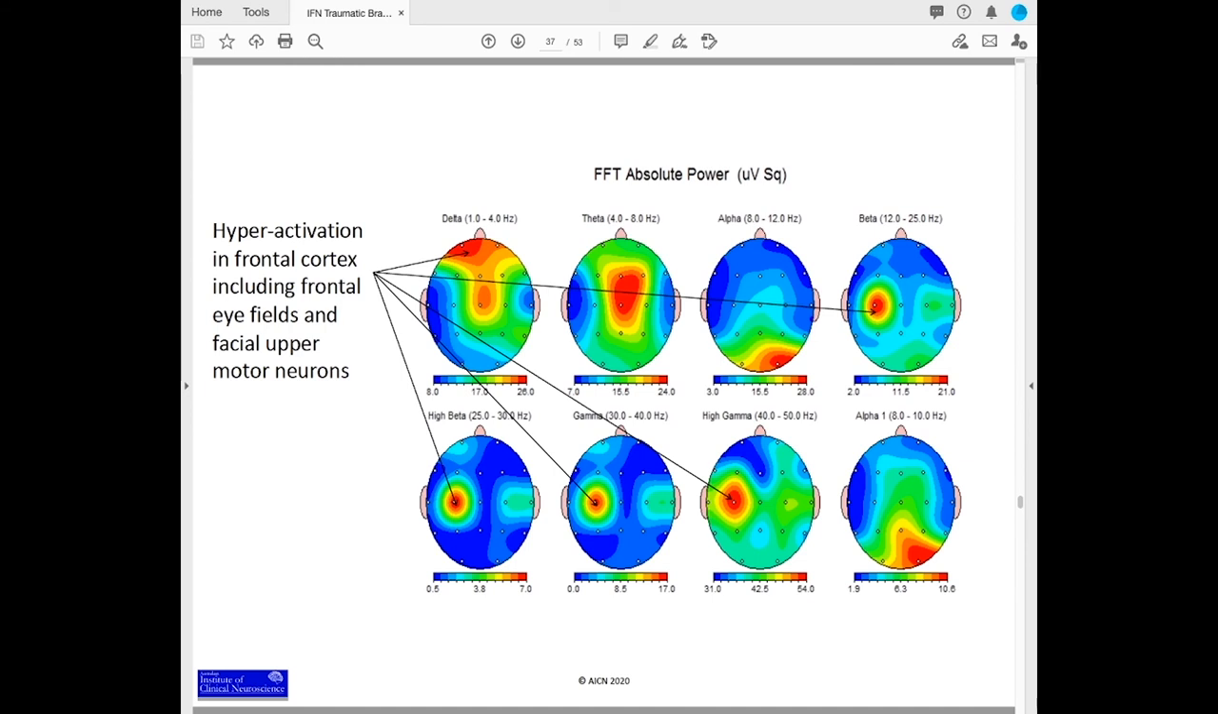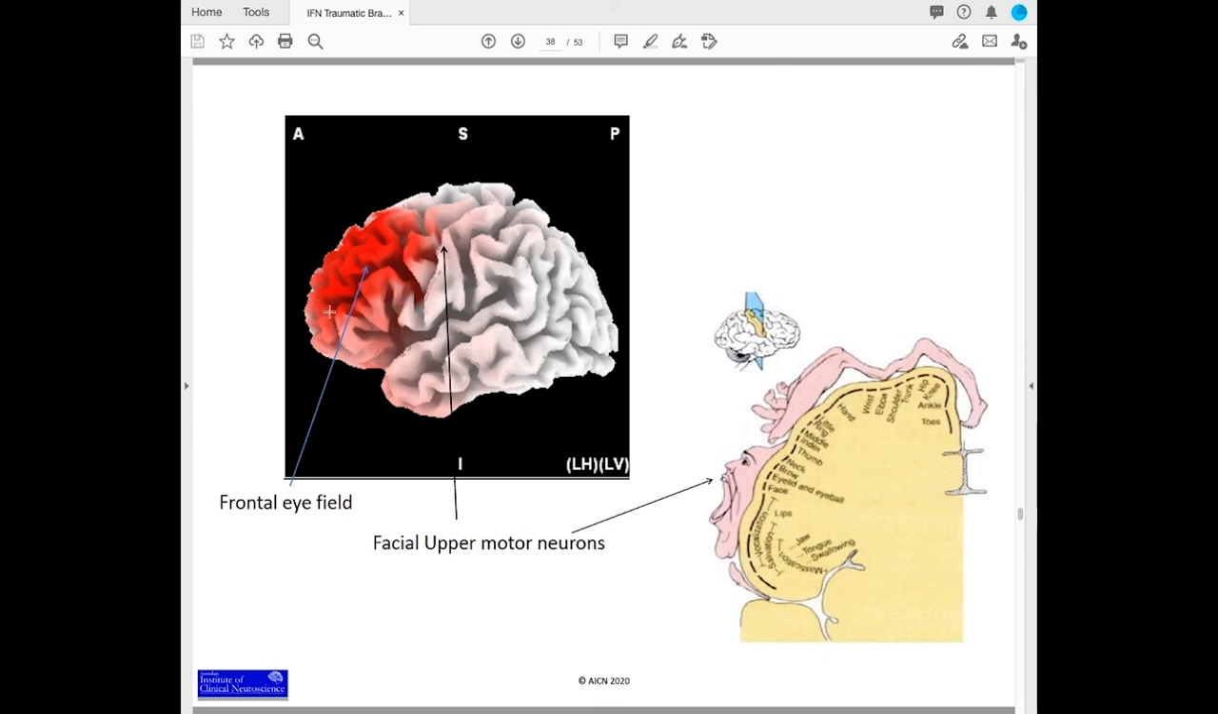So we see these areas here were the areas of facial movement, and these areas here are the frontal eye fields. Now, this was her LORETA. You can see the widespread areas of injury here. This is the frontal eye field area. This is the face movement area. And you can see over here, this is called the homunculus of movement. You can see that this area here corresponds to the areas of her face. Now, the frontal eye fields aren't on this homunculus, but this is where they are inside the brain.